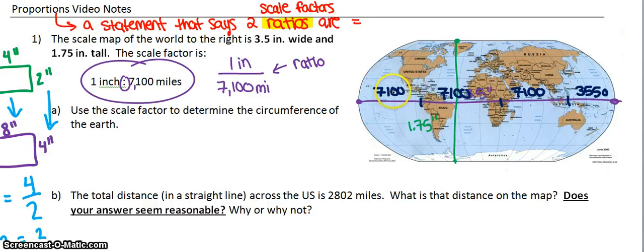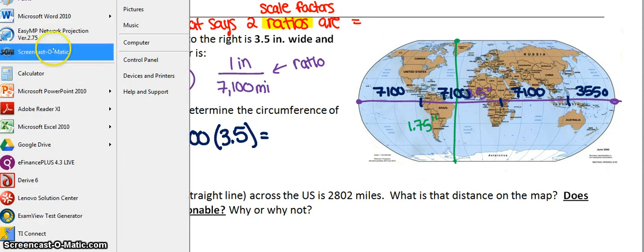Or I'm repeating, adding 7,100 three times, and then a half. So another way to do this is I'd have to take 7,100 and add it three and a half times, which is really multiplying by 3.5. If I do that, I'll get the circumference of the Earth.